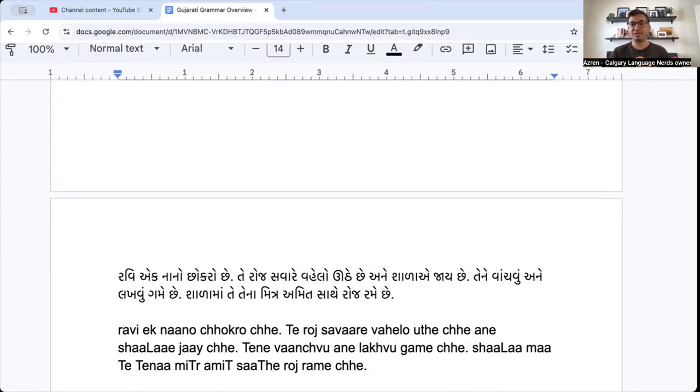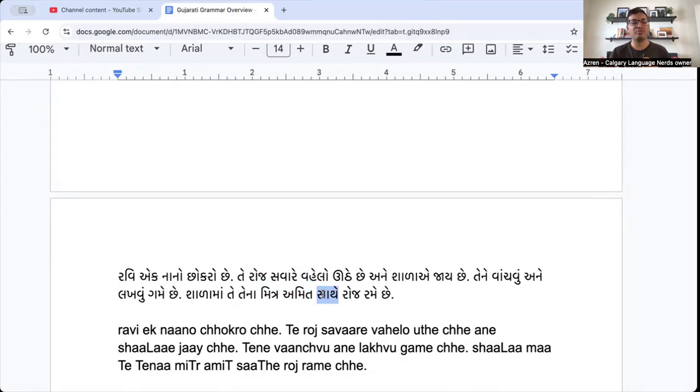He goes to school. Tene vanchvu ane lakvu game che. He likes to vanchvu. Vanchvu is to read. And lakvu. He likes to write. Tene vanchvu ane lakvu game che. Sharama te tena mitra amit sathe roj rame che. So Sharama, in the school, te tena mitra Amit sathe. So his friend Amit, with. In other words, with his friend Amit, word per word, his friend Amit with.